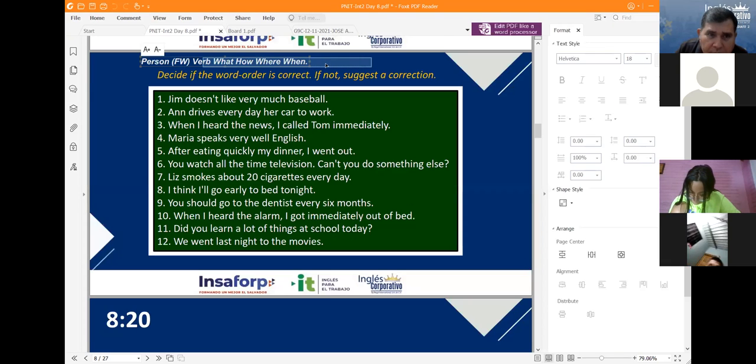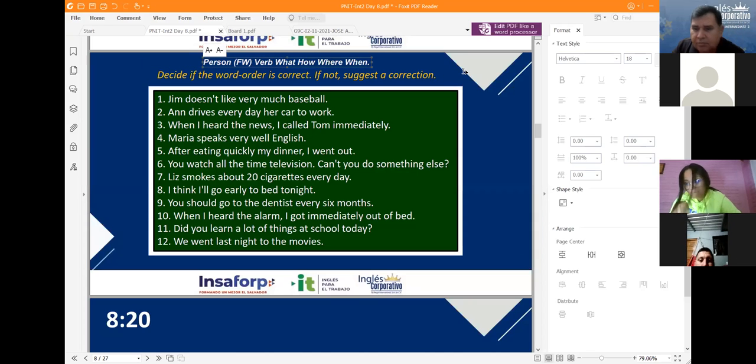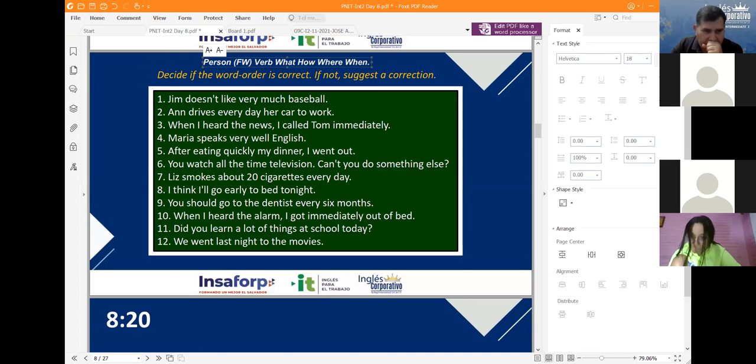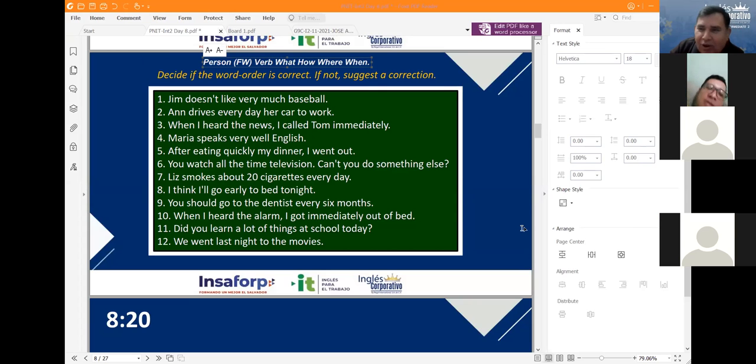Sofía, apaga la luz de tu cuarto. Excuse me, Marvin. Perdón, perdón. Sorry. No, no problem.